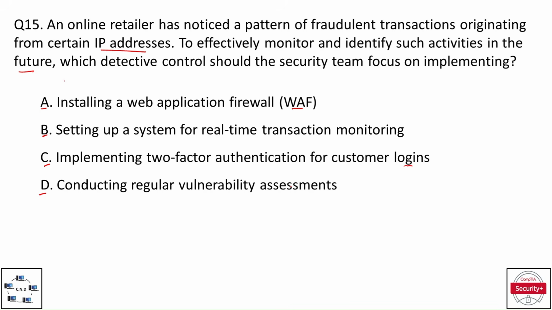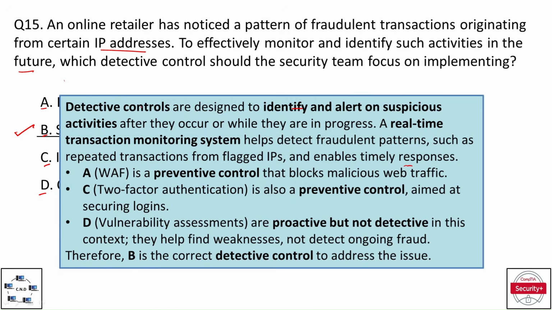And the correct option is option B, setting up a system for real-time transaction monitoring. And the explanation is: so detective controls are designed to identify and alert on suspicious activities after they occur or while they are in progress. A real-time transaction monitoring system helps detect fraudulent patterns such as repeated transactions from flagged IP addresses and enables timely responses.